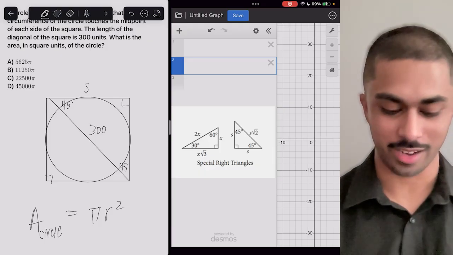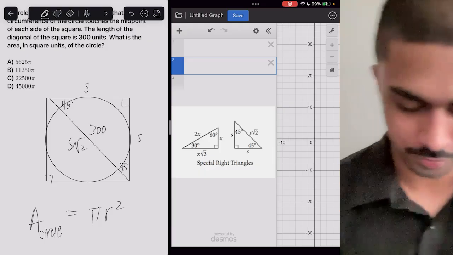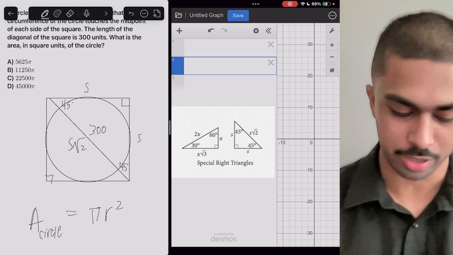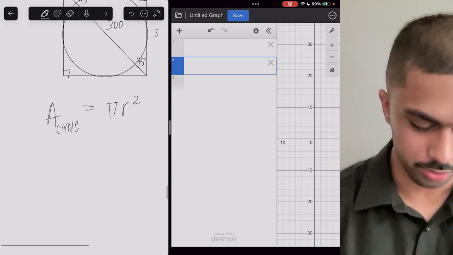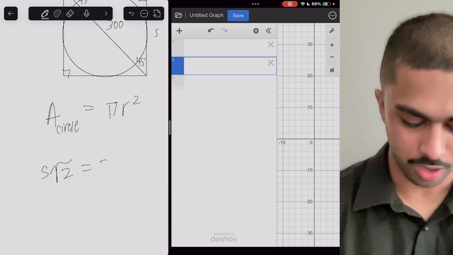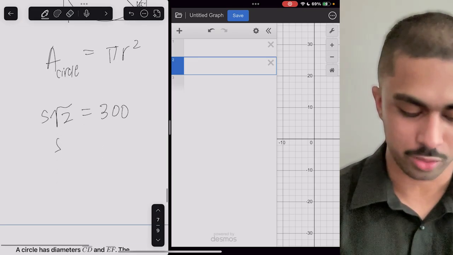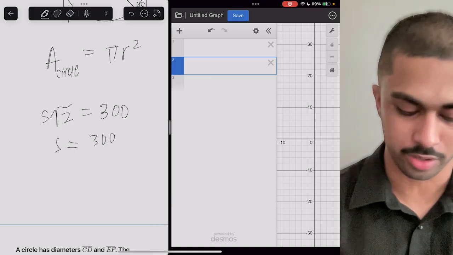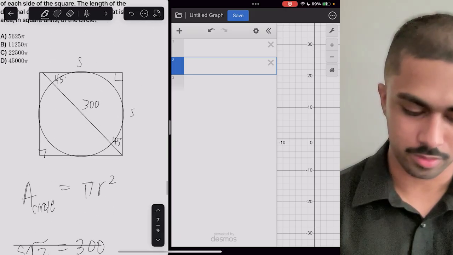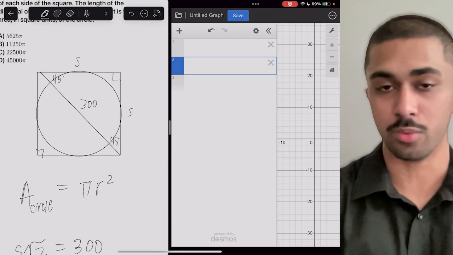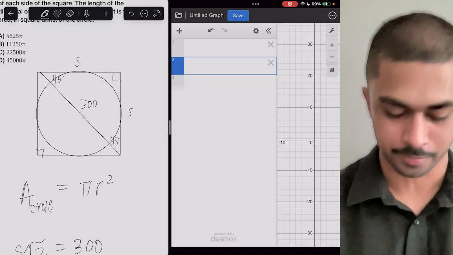So if this is one side of the square, then the hypotenuse will be s root 2. That's it, right? Because that's the special triangles. So that means that s root 2 is equal to 300, because 300 is the diagonal, it's the length. So one of the sides of the square is just 300 divided by the square root of 2. I don't want you to solve for this yet. Let's do all the work first, and then we'll do all the math all at once in Desmos after.